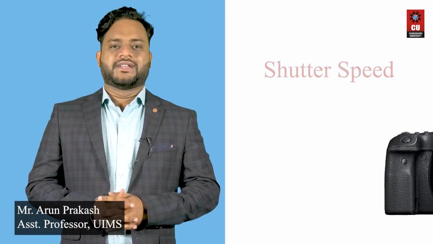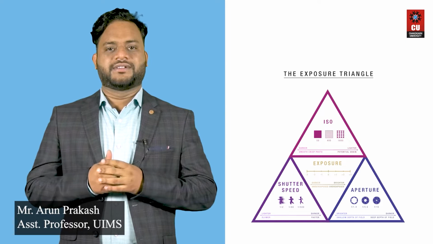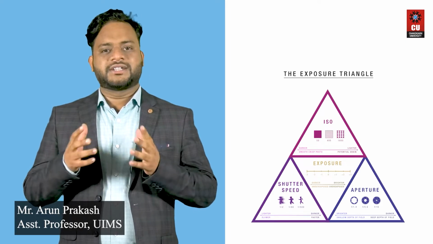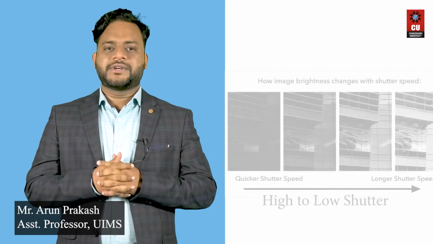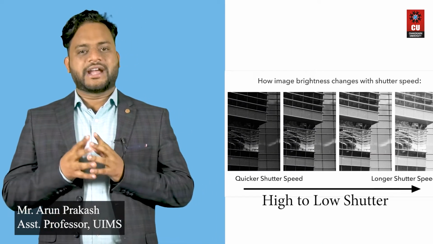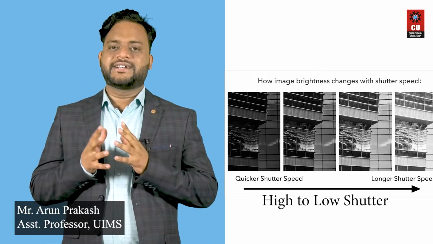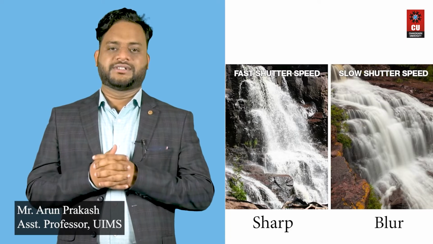Today we will discuss shutter speed in this video. This is one of the three most important settings in photography, the other two being aperture and ISO. Shutter speed is responsible for two particular things: changing the brightness of your photo and creating dramatic effects by either freezing action or blurring motion.